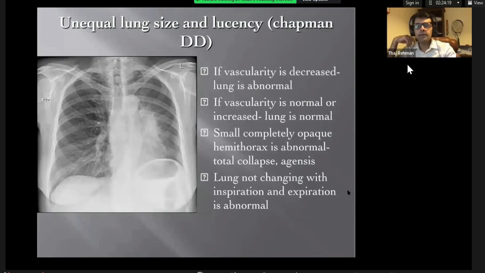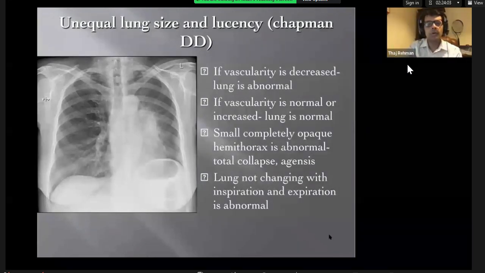And a lung not changing with inspiration and expiration is abnormal. Okay, so that's the first radiograph.